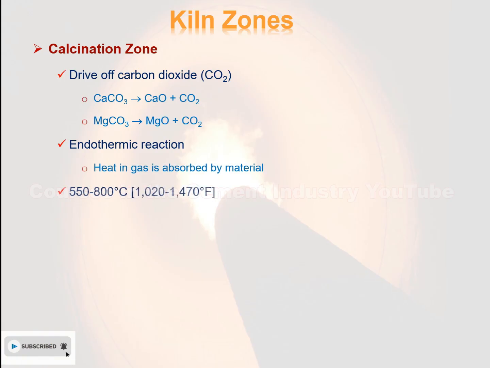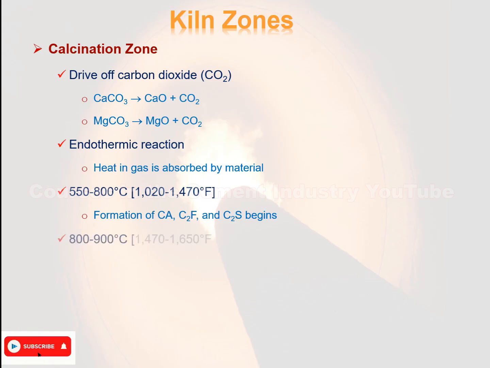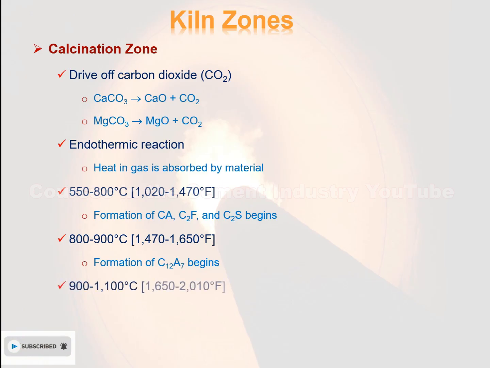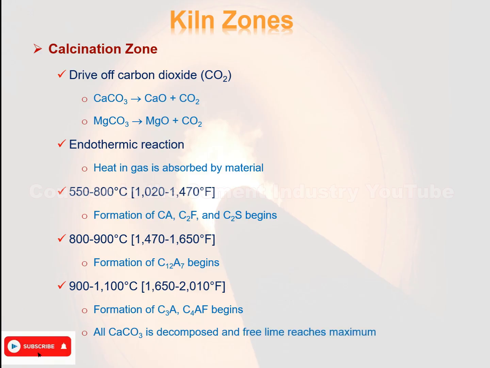550 to 800 degrees: formation of CA, C2F, and C2S begins. 800 to 900 degrees: formation of C12A7 begins. 900 to 1100 degrees: formation of C3A and C4AF begins. All CaCO3 is decomposed, and free lime reaches maximum.